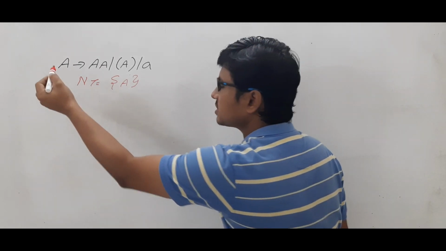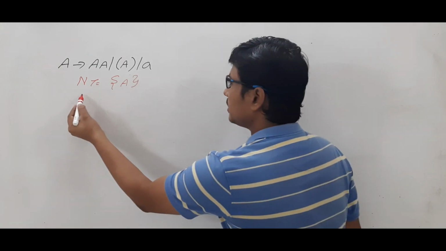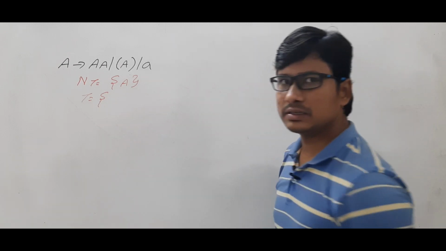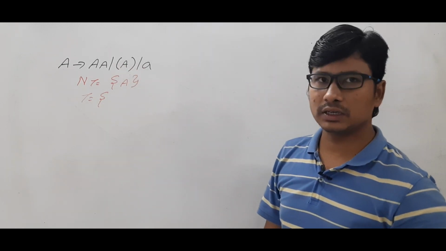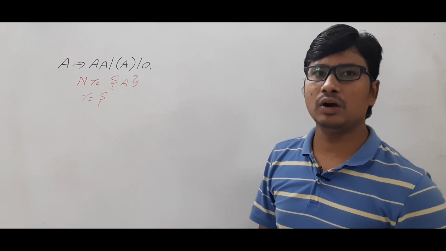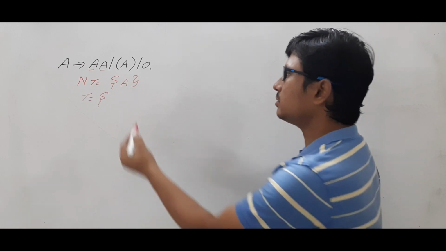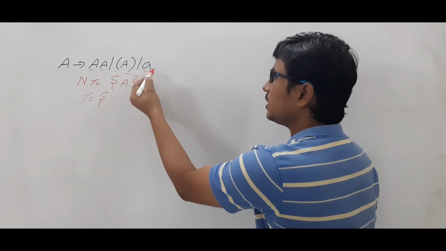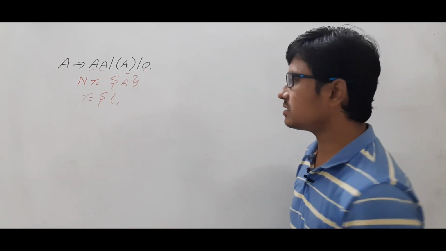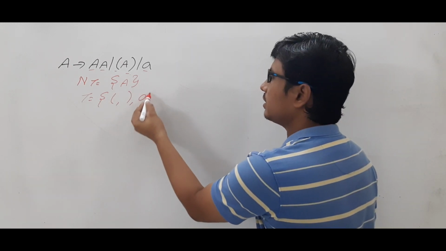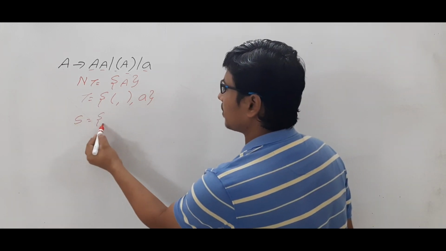The symbols on the left hand side, we call them non-terminals. And the symbols on the right hand side, excluding the non-terminals, what symbols are there? They are called terminals. If you look at it, we have these already as non-terminals, and the open braces, closed braces, and small a are the terminals, and the start symbol is capital A.